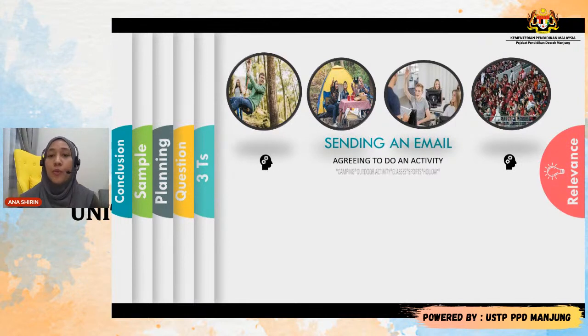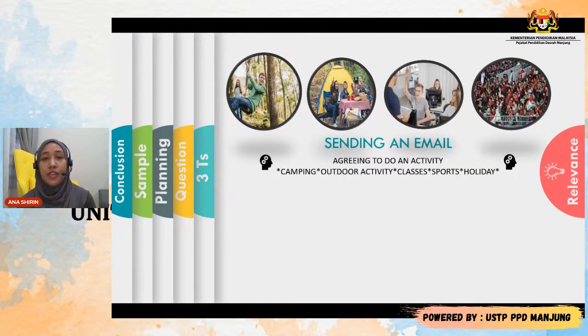Okay, so the example that has been given is that you are agreeing to do an activity. Someone will invite you to do something, and you have to agree or disagree, and even give suggestions on things that you should do. In contrast with the PT3 paper, the PT3 paper would ask the candidate to give suggestions of what to do. For the SPM paper, the activity has already been assigned. All you need to do is answer the two questions given.